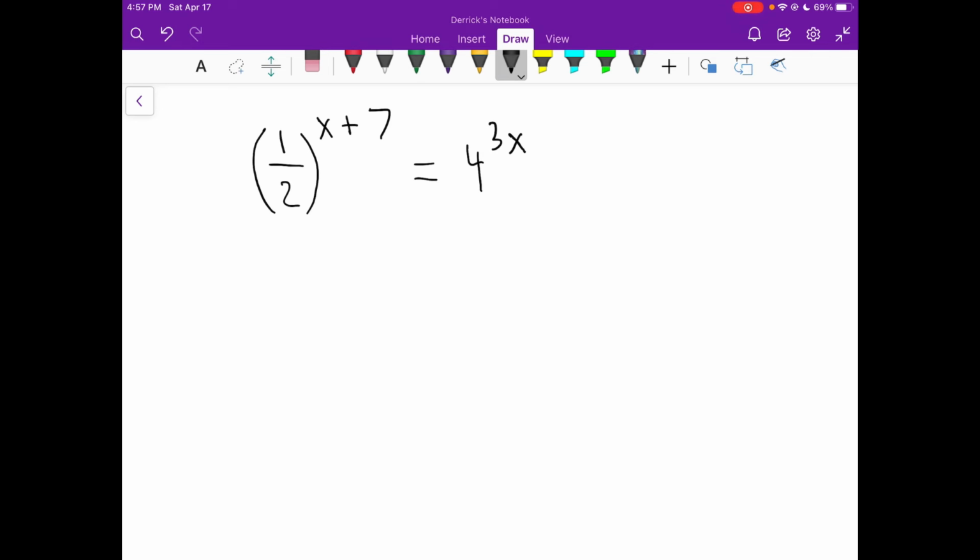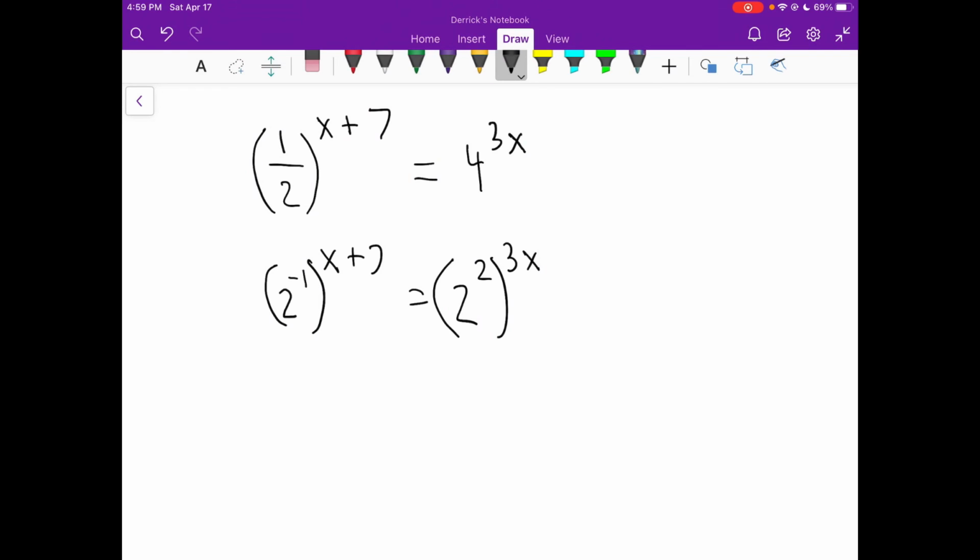Meaning, 1/2 is the same thing as 2 to the negative first power. 2 to the positive first power is just 2, so 2 to the negative first power would be the reciprocal of that, or in other words, 1 over 2. So if we write this as 2 to the negative first to the x plus 7 power, and then if we rewrite 4 as 2 squared to the 3x power, now we have the same base on each side.